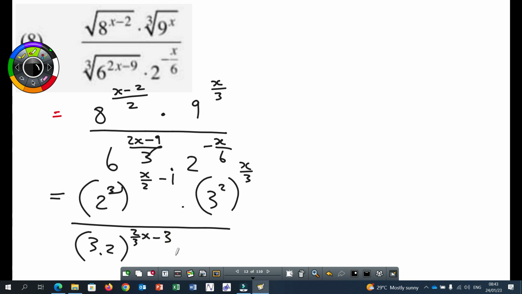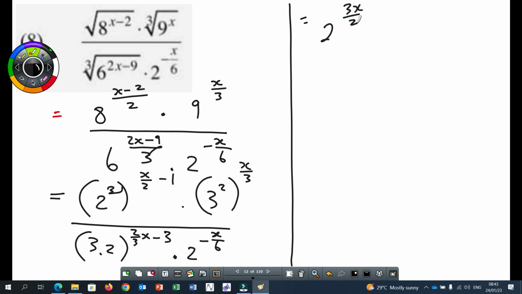This one is already simplified, so that would be times 2 to the power of minus x over 6. Then, when I remove the brackets, here I'm going to have 3 times x over 2, that will give me 2 to the power of 3x over 2 minus 3. Right? That will be times 3 to the power of 2x over 3. This is all over.